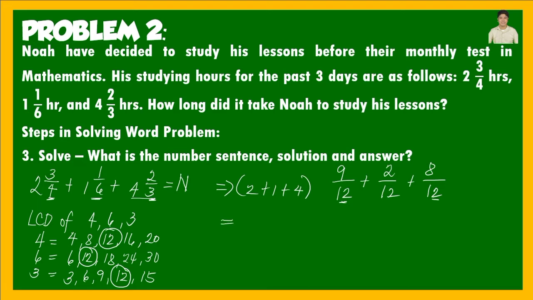Add natin ngayon yung mga whole numbers, 2 plus 1 plus 4, we have 7. And then, since similar fractions na yung tatlo, 9 plus 2 plus 8 na lang yung kanilang mga numerators. 9 plus 2, we have 11, plus 8, 19. So, 19 over 12. Since improper siya, kailangan po nating mag-regroup. 19 divided by 12. Ilang 12 ang meron sa 19? We have only 1. So, magiging 7 plus 1, that is 8. And then, yung remainder is 7. So, 7 over 12. Our final answer is 8 and 7 over 12 hours. Ganyan kadagal po nag-study ng lesson si Noah for the past 3 days.